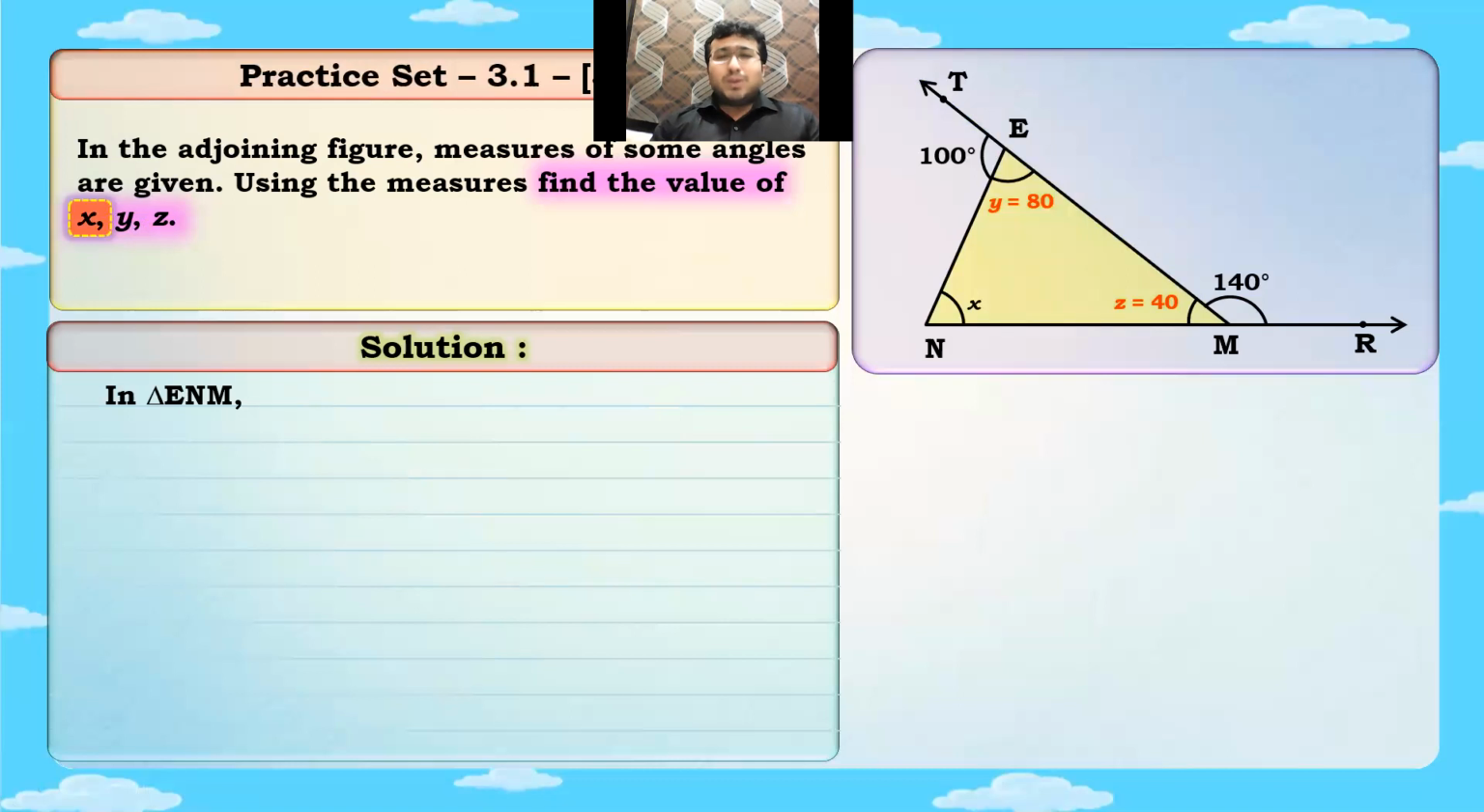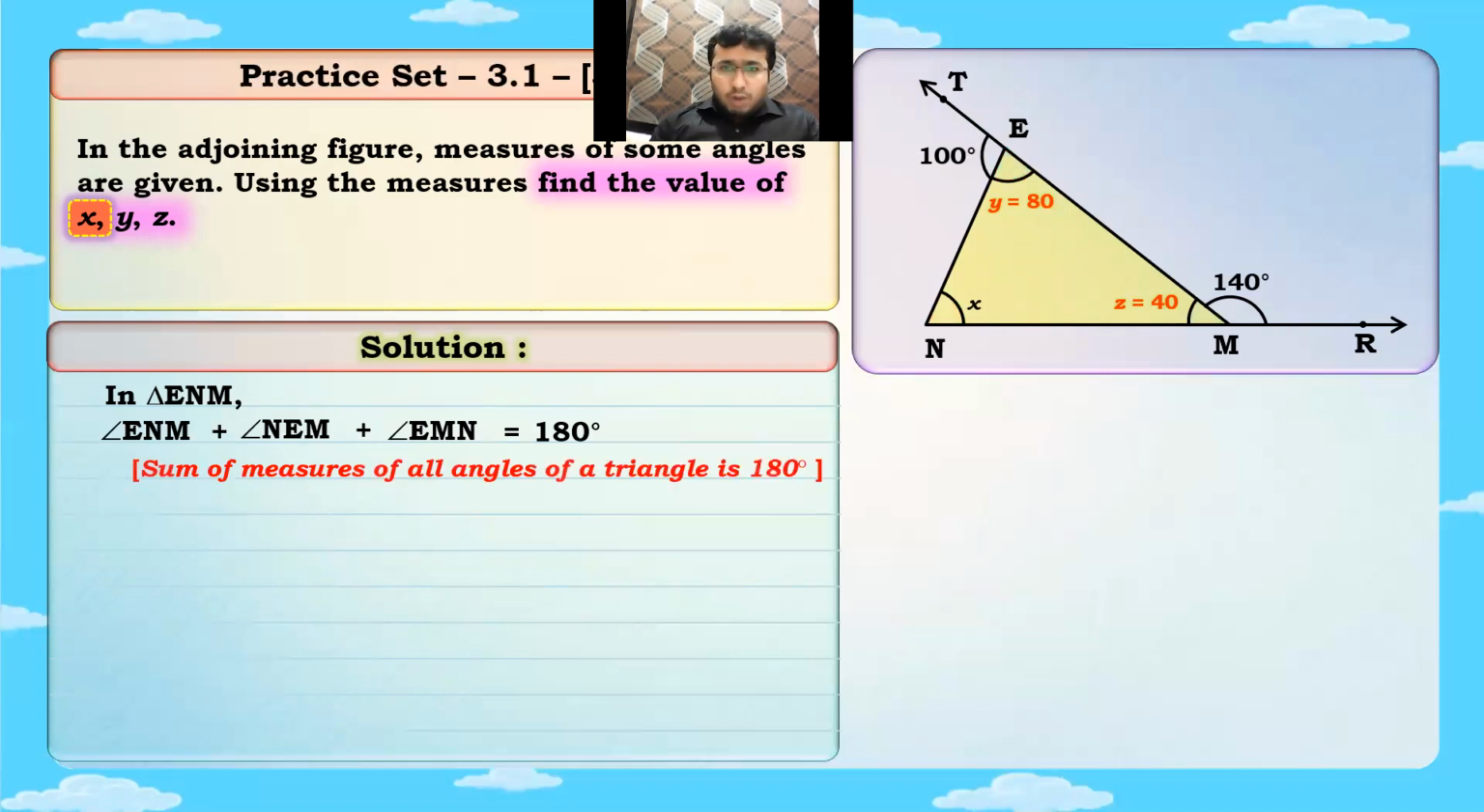Yes students, we know in a triangle the sum of all three angles is 180 degrees. Reason: sum of measures of all angles of a triangle is 180 degrees. ENM, in place of ENM I will substitute x, plus NEM, that is 80, plus EMN, that is 40, is equal to 180 degrees. X will remain as it is. Students, 80 plus 40 is 120, is equal to 180.